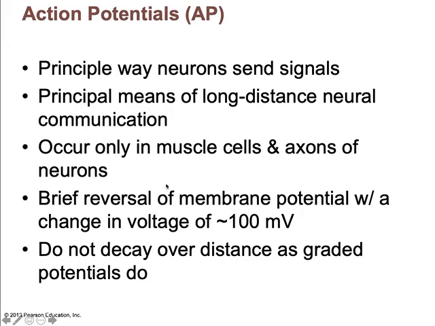In an action potential, we see a reversal of membrane potential with a change in voltage of about 100 millivolts. These signals don't decay over distance like the graded potentials do, and this is always an excitatory signal, meaning it's going to produce an effect once it gets to the other end of the axon.